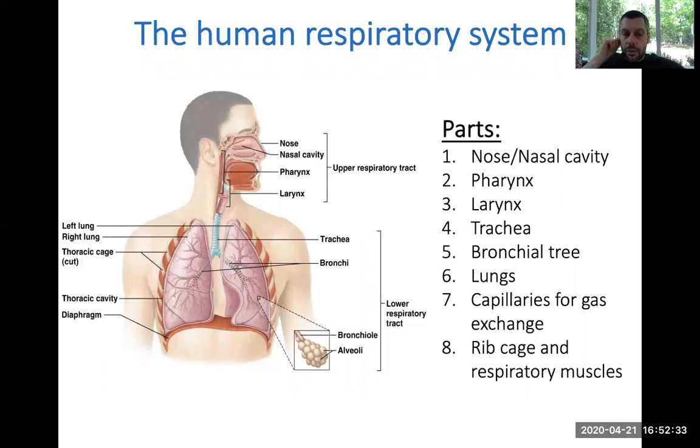Of course, a lot of this upper part of your respiratory tract is essentially dead space because it doesn't do anything for you as far as gas exchange goes, because that all happens in the capillaries, right at the end of these bronchioles, in these little structures that look like bunches of grapes that are called alveoli.